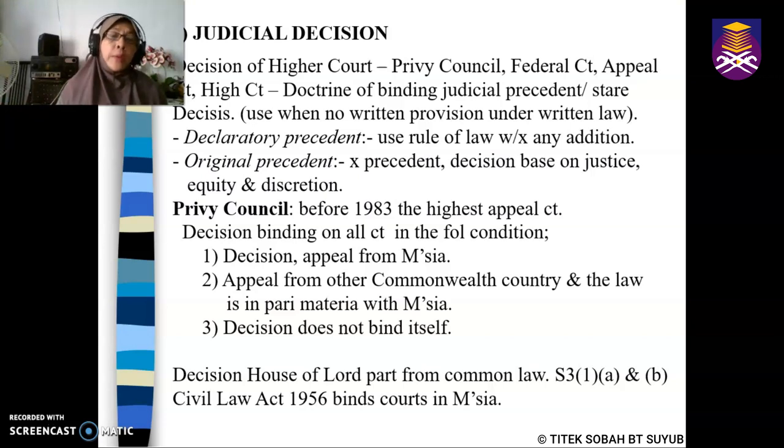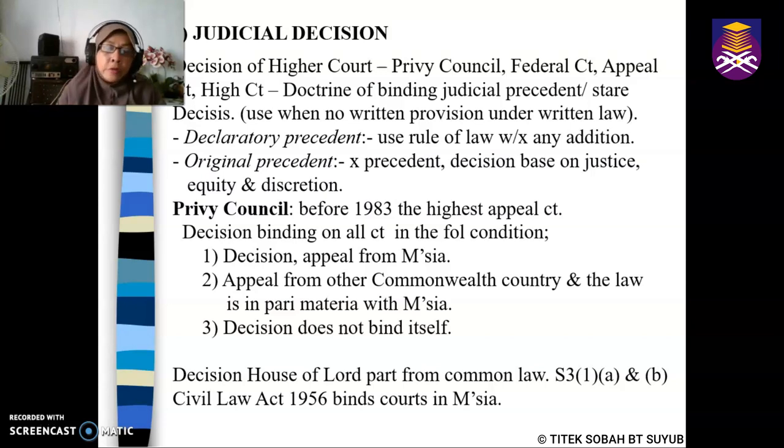Under that situation, when the judge wants to give a decision, of course it will be more difficult because they don't have a precedent to refer to. So the decision will be based on what is actually just, based on equity, and the judge will use their discretion. Okay, so now let us have a look at the decisions by the Privy Council. What is a Privy Council? The Privy Council was the highest appeal court for us before 1983.